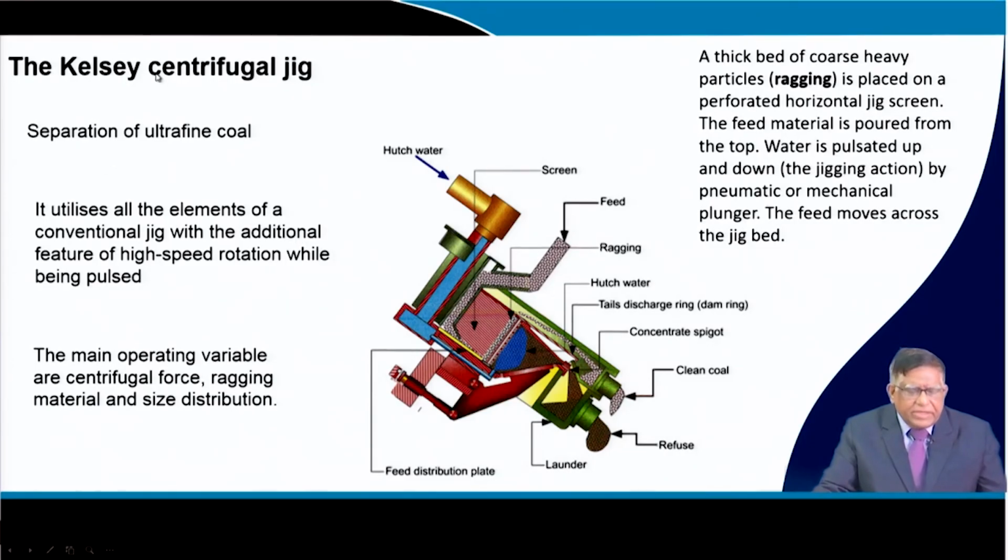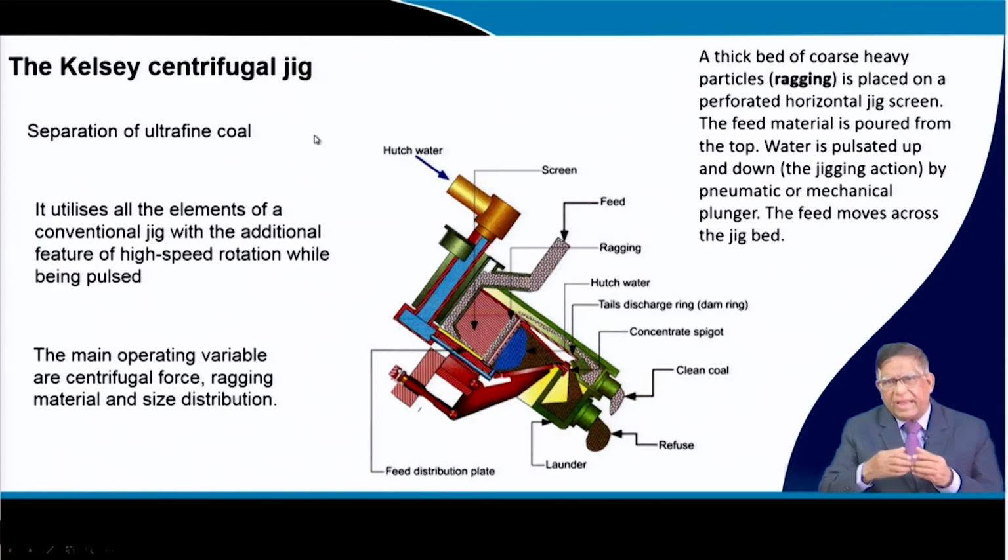Now, sometimes when your coal is crushed and all the fines are going into the tailings, you cannot separate them out. There we also have a jig called the Kelsey jig, which has a centrifuge principle attached, and jigging with centrifuging is done in this Kelsey jig.